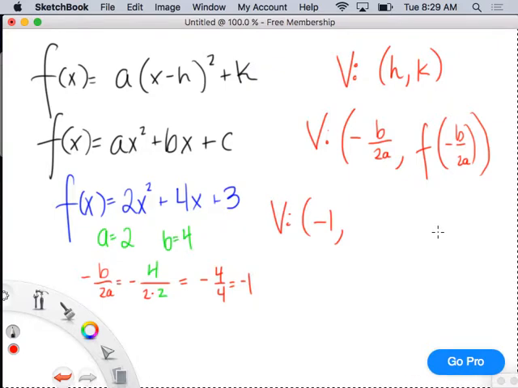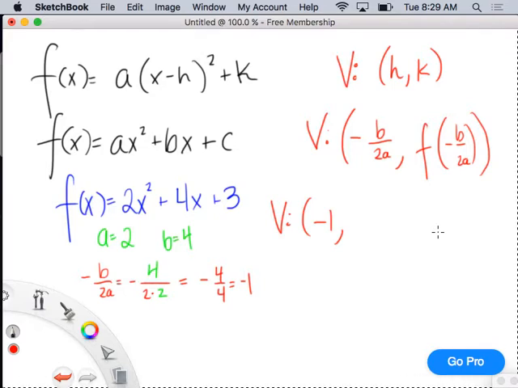Okay, so just negative b over 2a. Now everyone say it with me. Negative b over 2a. Ready? Negative b over 2a. One more time. Negative b over 2a.